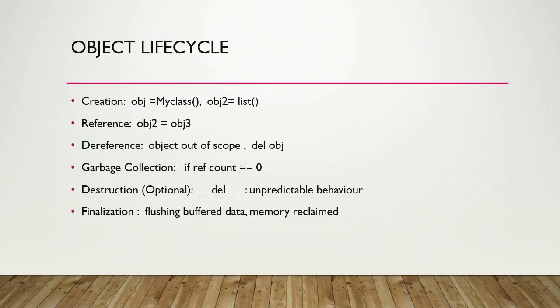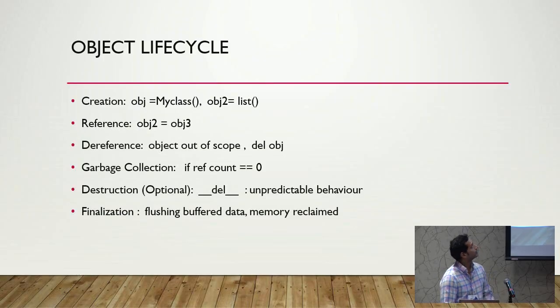So the object lifecycle looks like this. First is creation. Objects are created dynamically in Python using constructors or literals. When an object is created, memory is allocated for its data and any necessary internal structures, and a reference is created. Second point is reference. Objects are referenced by variables, data structures, or other objects.